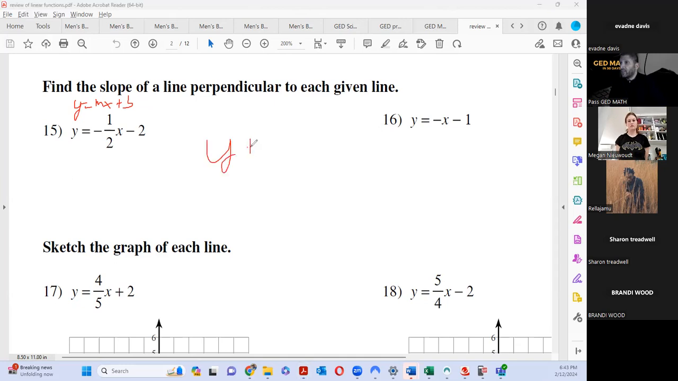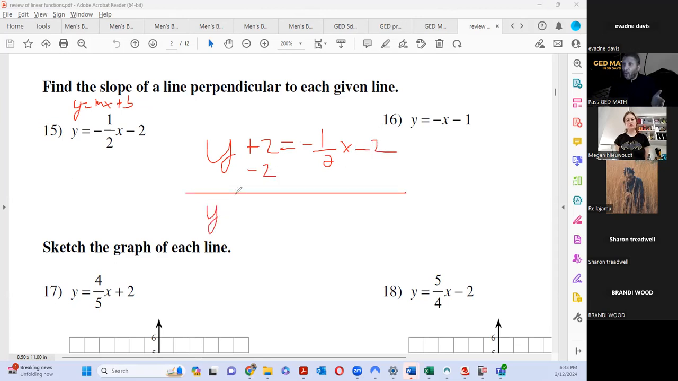Y plus 2 equals minus 1/2 x. Is that in slope intercept form? No, it is not. Can we make it appear to be in slope intercept form? We could. How do we get y by itself? What do we need to get rid of? We've got to get rid of that plus 2. How do we get rid of plus 2? Subtract 2 on both sides.